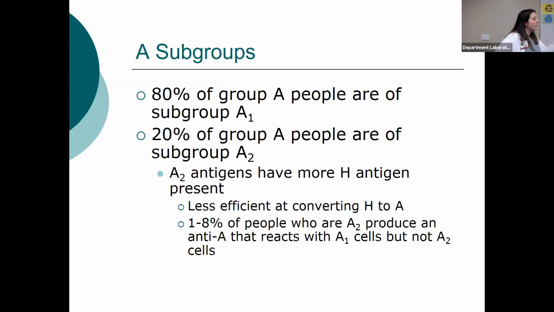So of your group A population, 80% of them are going to be A1, okay? The majority are straightforward A, no problems. 20% of that group is going to be A2 or a subgroup of A. That's when our typing discrepancies can occur. Okay, 1 to 8% of A2 people will build that anti-A1 that I was mentioning. If you're A2B, I think it's like 22 to 35% will build anti-A1. And why can they build anti-A1?